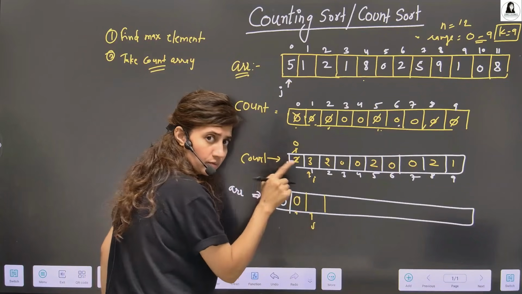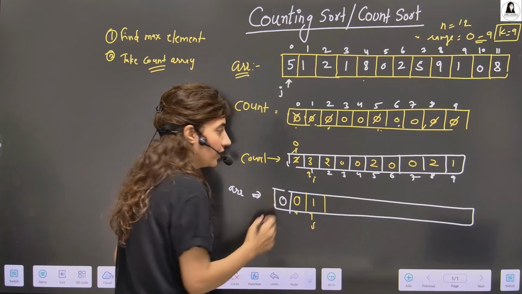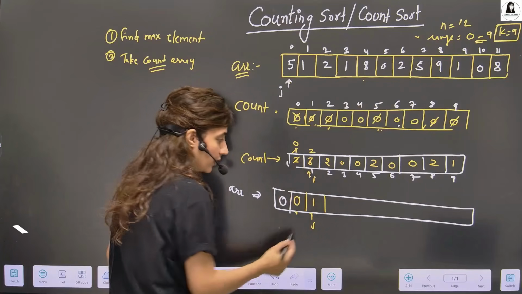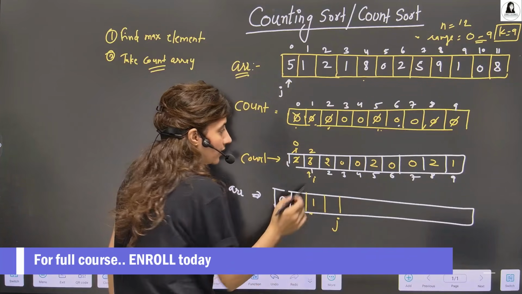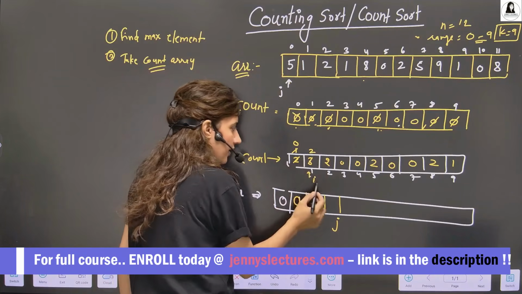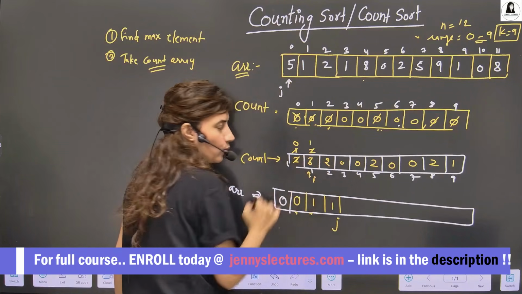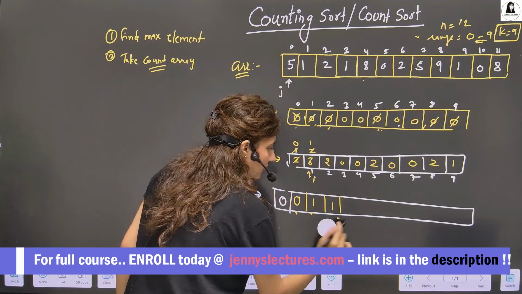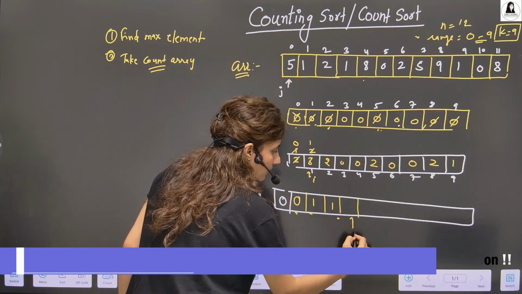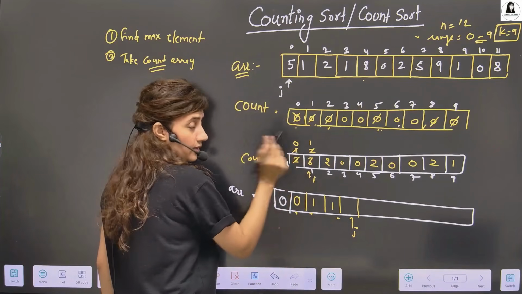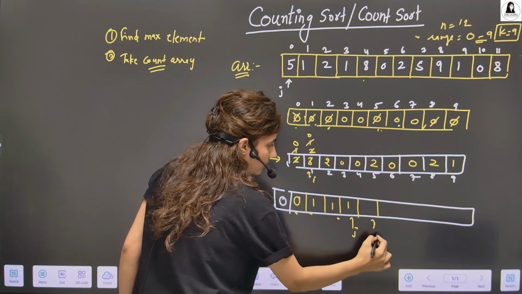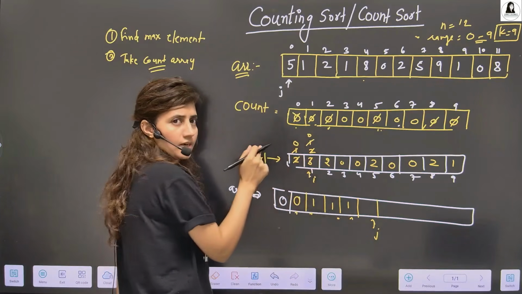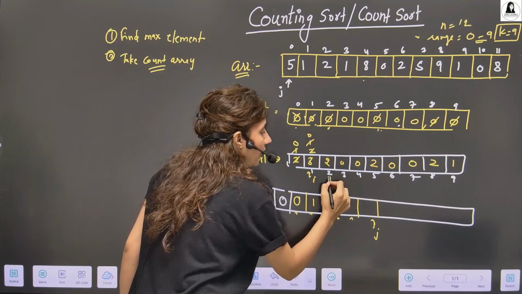So wherever you have j, just put 1 here and decrement this by 1. And increment j. Now j is here. Yes. Now it's greater than 0. Yes. Again put 1 here and decrement it by 1. And increment j. Now j is here. It's greater than 0. Yes. Again decrement it. Put 1 and again increment j. Now it's greater than 0? No, it's 0. Now increment I.